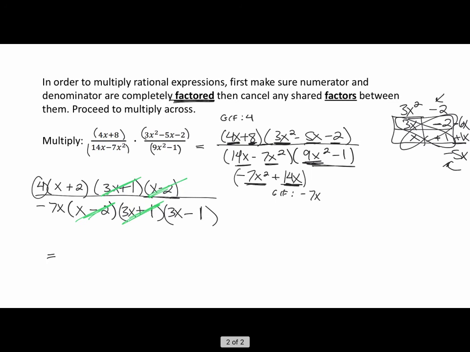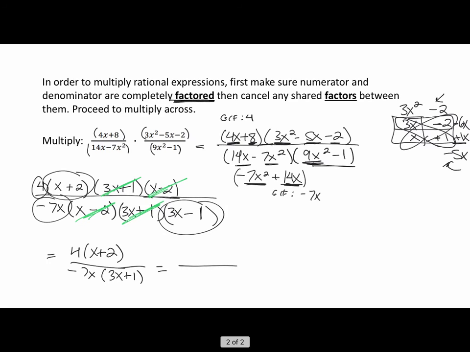So to finish simplifying here, I'm just going to multiply. So 4 times x plus 2 in the numerator. And in the denominator, a negative 7x and a 3x plus 1. Then I just want to get rid of the parentheses. To be completely simplified, you must remove parentheses. So 4 times x is 4x, and 4 times 2 is 8. Negative 7x times 3x is negative 21x squared. And times 1, that stays the same, negative 7x. So that's going to be my simplified product for the rational expression here.